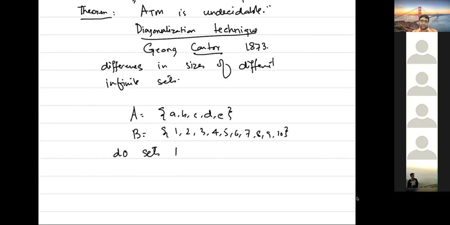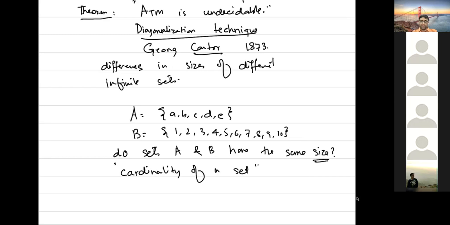Do sets A and B have the same size? And when we talk about the size of a set, we say the cardinality. Cardinality of a set means the number of elements in a set, right? But this is very easy if both the sets are finite, because we know that A is a finite set, B is a finite set. So if both sets are finite, we can just count the number of elements in both the sets.